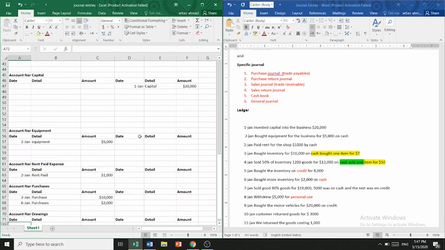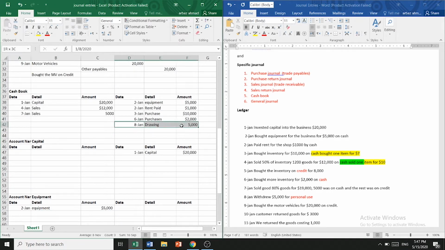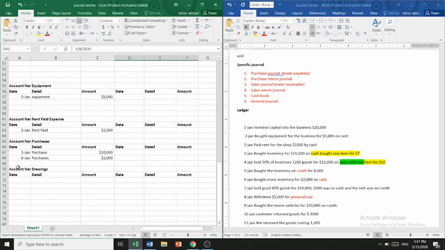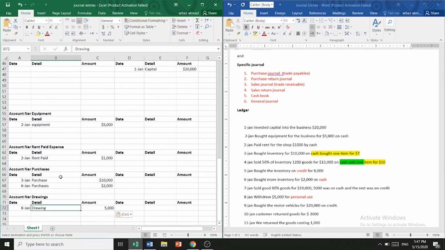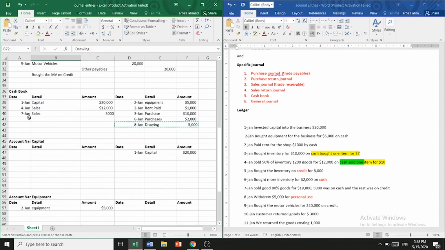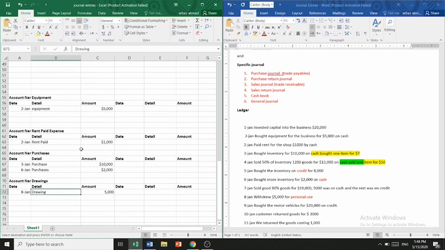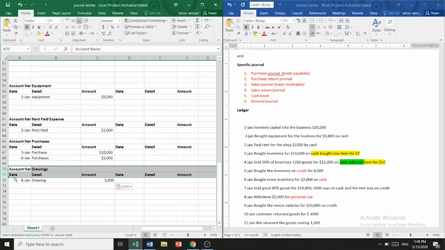And then we are going to debit it, because this is something the business is losing. I mean, we are taking money out of the business, therefore we need to have this account.